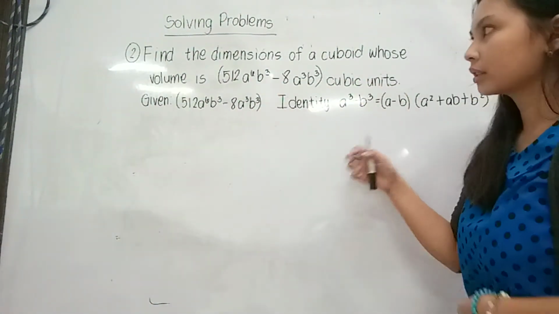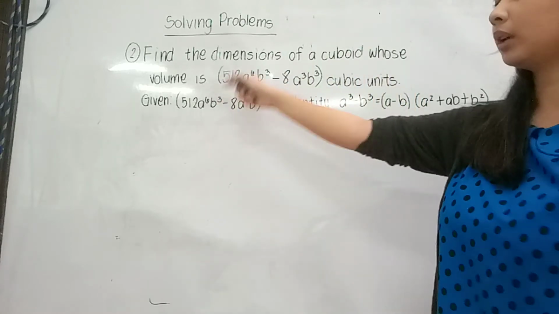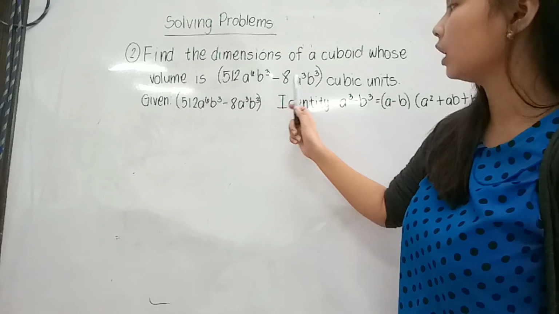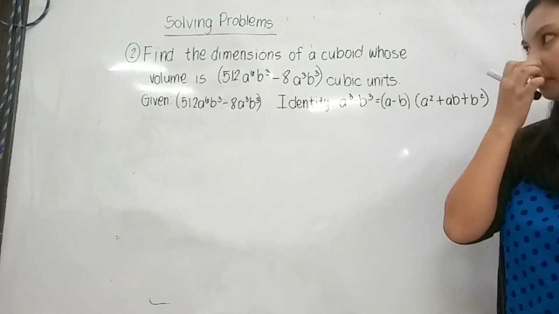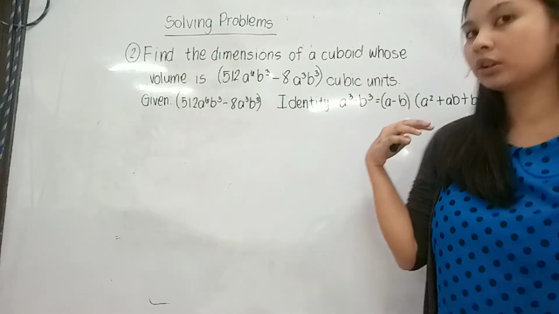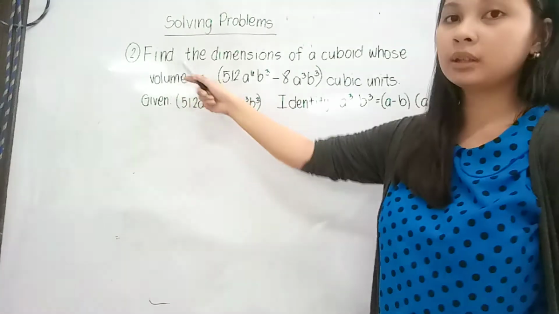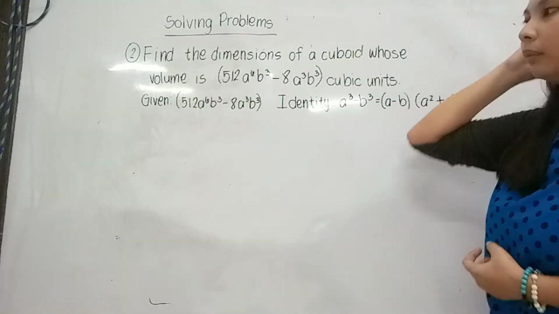For this next example, find the dimensions of a cuboid whose volume is 512 a raised to 6b cubed minus 8a cubed b cubed cubic units. So, obviously, ang gagamitin natin dito is factorizing cubes. Bakit po? Nandoon na yung word na volume. Diba? Automatic sa cubes yun. Tsaka yung cuboid natin. And then, ito yung given natin.